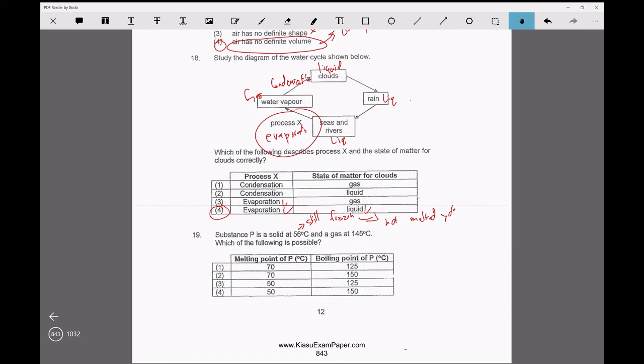Okay, at 56 it hasn't melted, so it should be 70 degrees, because at 70 degrees it's already melted. That's why when you drop the temperature even more, it drops to 56 degrees, it is still frozen. That's why it's in solid state. Okay, at 145 degrees Celsius, it has already turned into gas. So at 125, it has already boiled. So it's number 1.